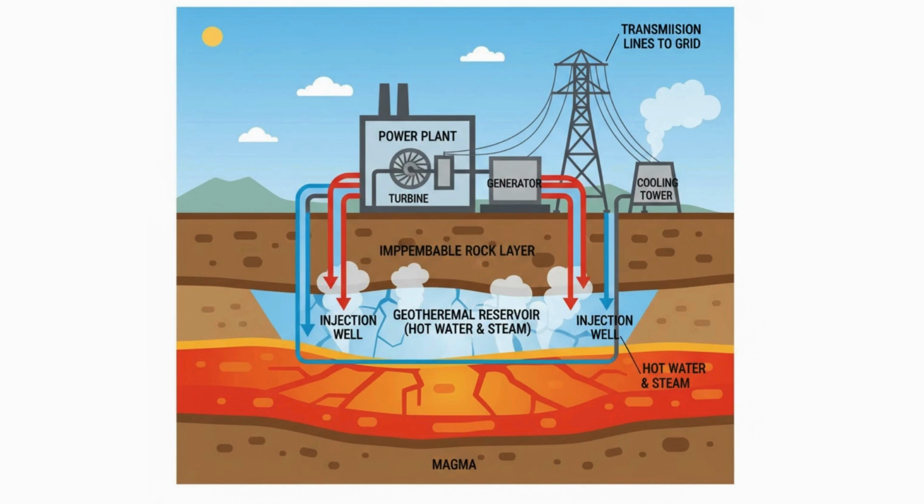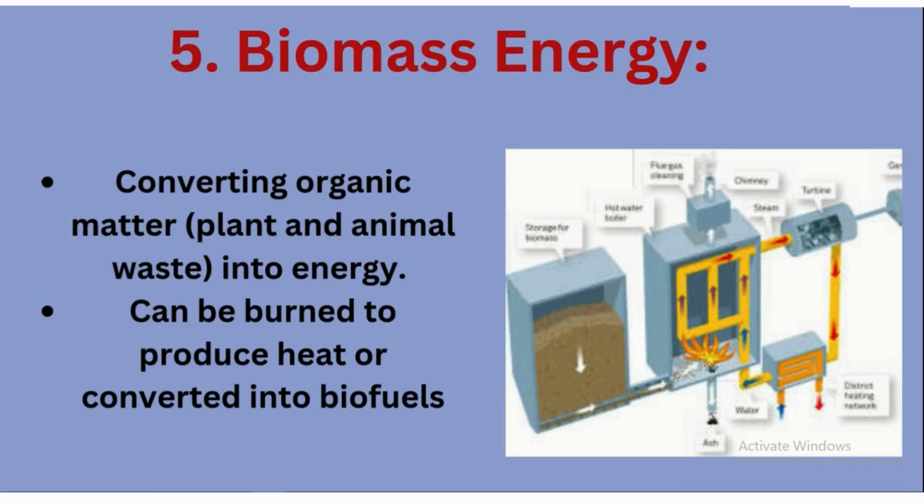So a district heating system sends hot water through pipes to many buildings, right? After the supply, the fifth step is water reinjection. After the heat is used, the cold water is pumped back into the earth to maintain the pressure and make the process sustainable.